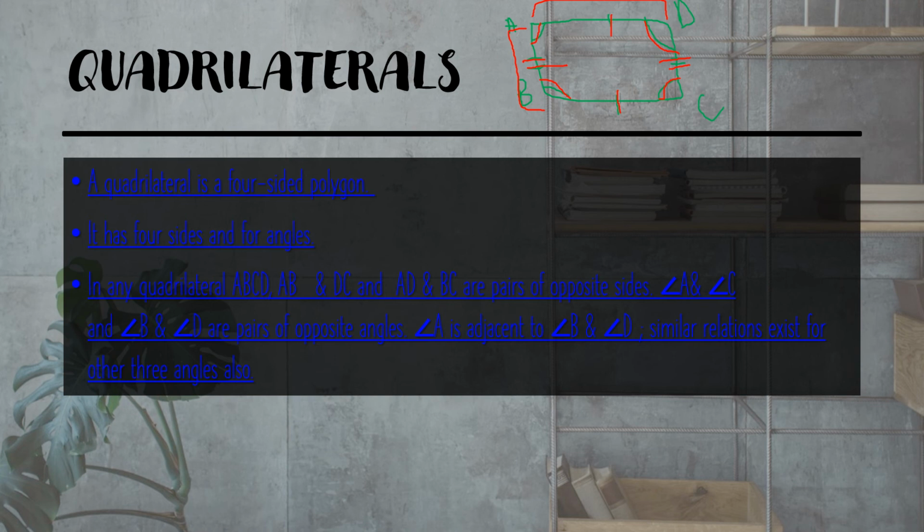Like angle B would be adjacent to angle C, also to angle A. Similarly, C would be adjacent to angle D, also to angle B. So this relation continues in all the four angles. Adjacent angles simply mean angles on the same line segment. Okay.